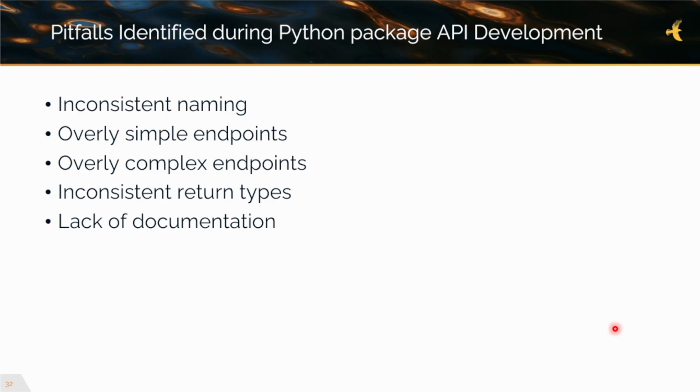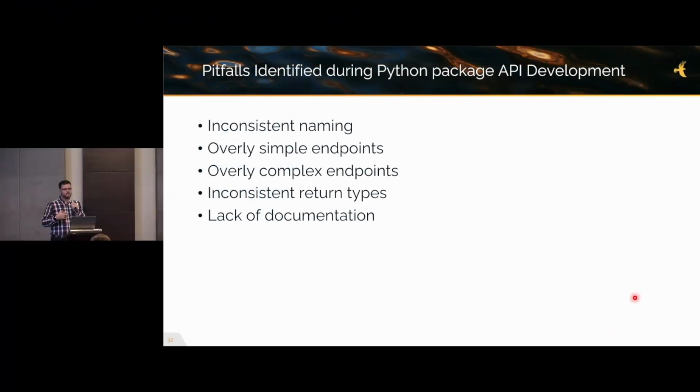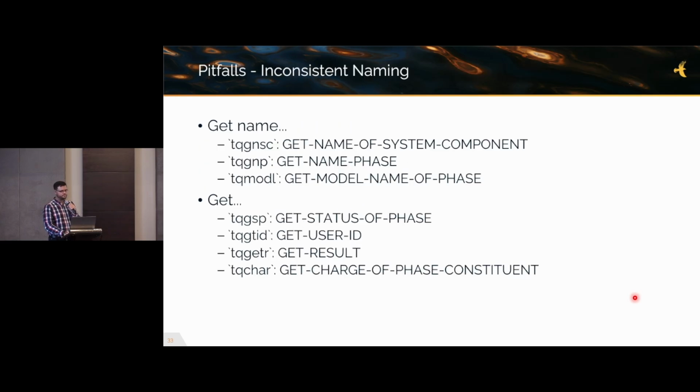So what are the common pitfalls that we have identified through our years and our journeys of developing Python packages? Inconsistent naming, overly simple endpoints, overly complex endpoints, inconsistent return types, and lack of documentation. You would note that some of the pitfalls that I mentioned are not covered by the examples that I have shown thus far. Let's take a quick look at inconsistent naming.